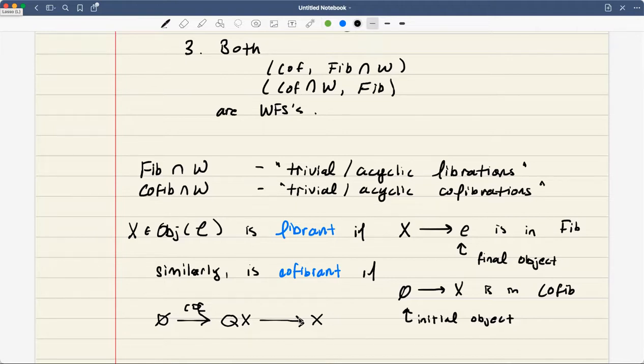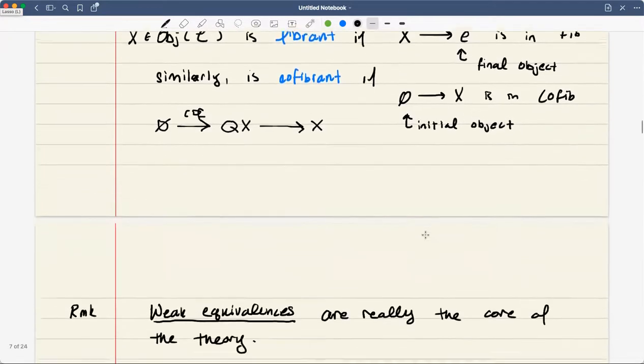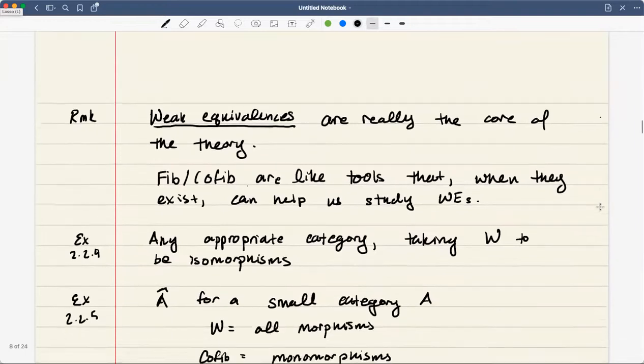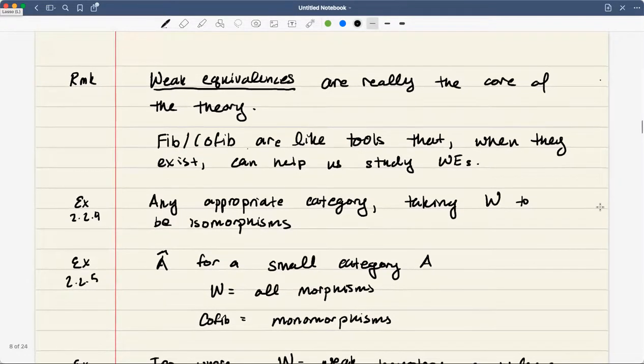In the category of chain complexes of abelian groups, I'm pretty sure that to take a cofibrant replacement like this is the same as taking a projective resolution of your complex. And to take a fibrant replacement is to take an injective resolution of your complex. Yeah, thank you. So this is again what I was saying earlier. Weak equivalences are really the core of the theory. Fibrations, cofibrations, these are really just tools.